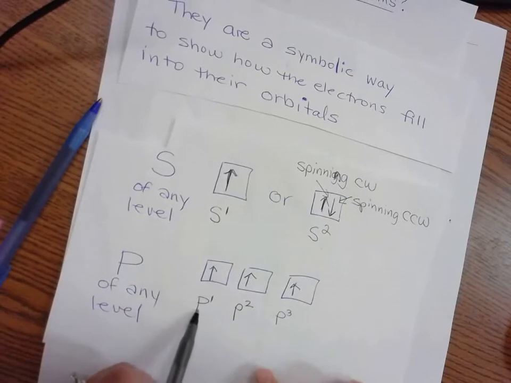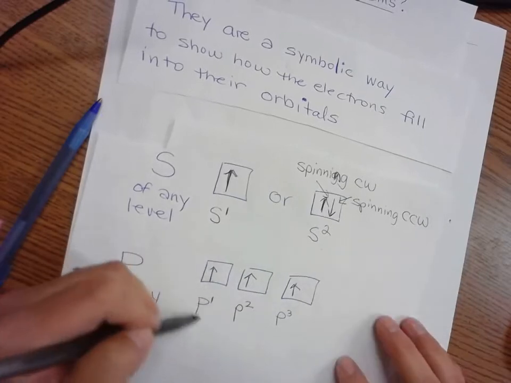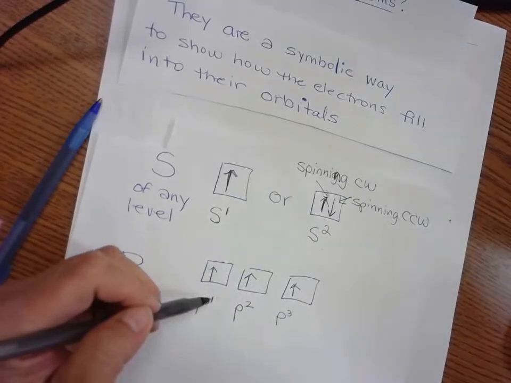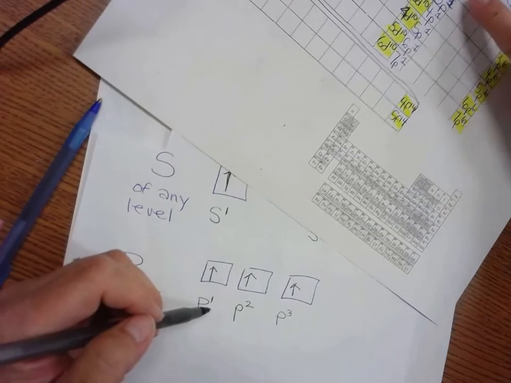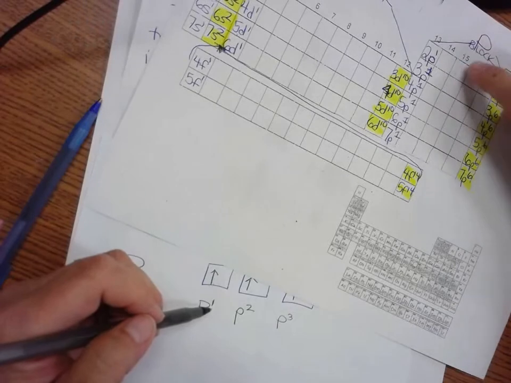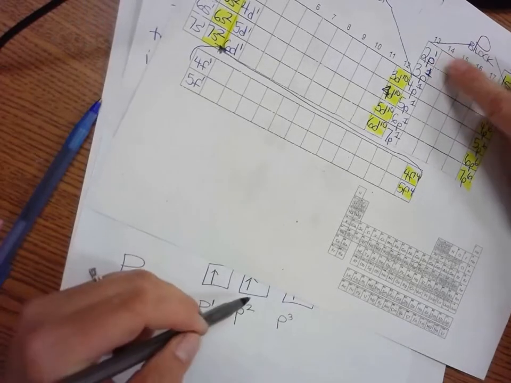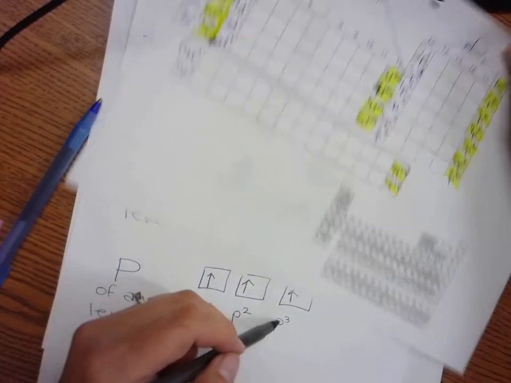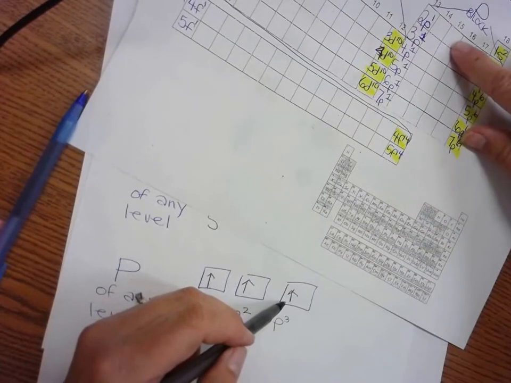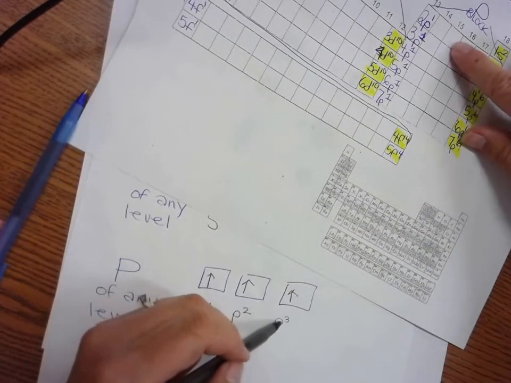So that would be like boron in the 2p1 box. And then this would be like carbon in the 2p2 box. And this would be like nitrogen in the 2p3 box.